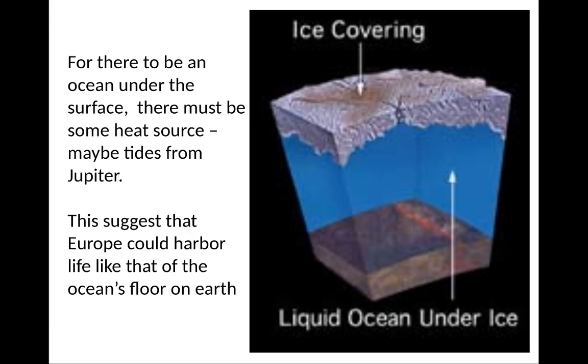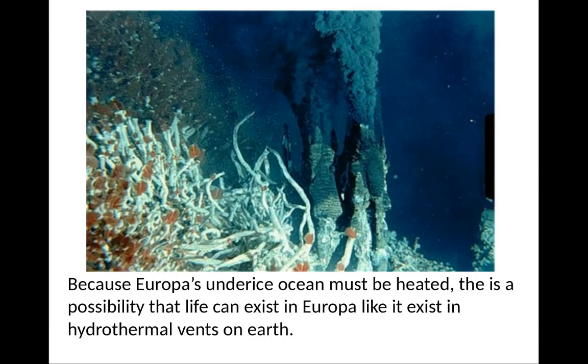Okay. So for the ocean underneath Europa, there has to be some underlying heat source, right? So it's possible that tides from Jupiter can melt the ices there, right? And so as a result, there are probably volcanoes or underwater volcanoes on Europa. So this suggests that Europa could harbor life just like that on the ocean floor on Earth, right?